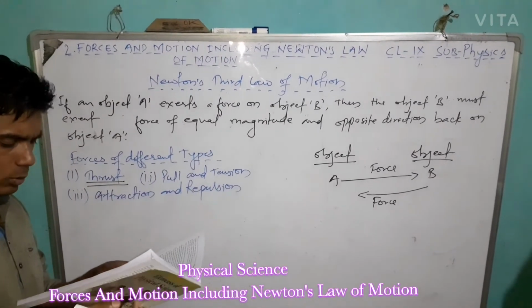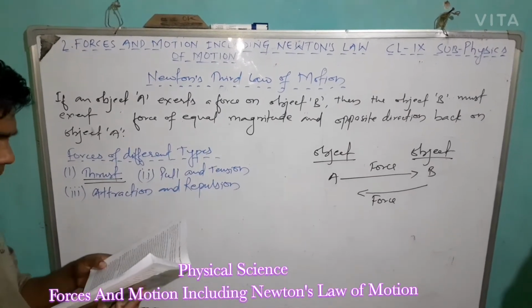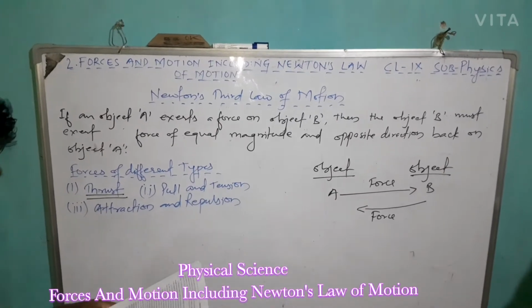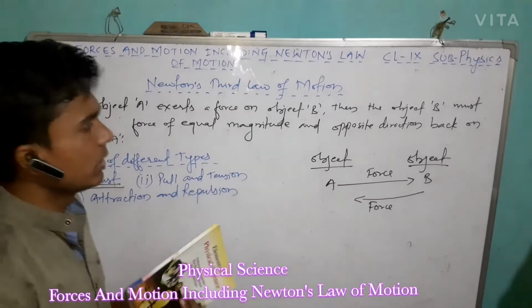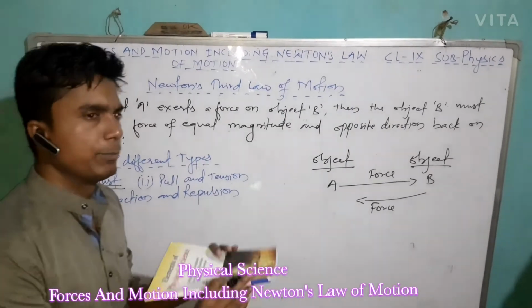If the lip of a door or window is pushed by hand as the action, the lip also exerts an equal and opposite force on the hand as the reaction. So here we'll talk about thrust. What is called thrust? When a book is kept on the table.